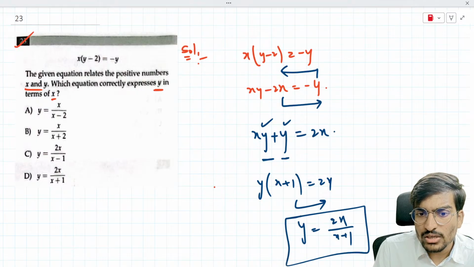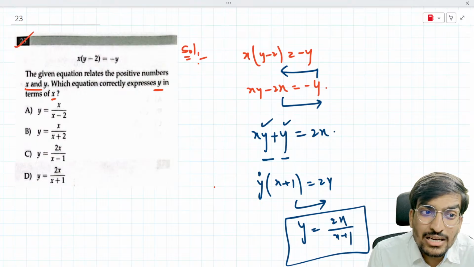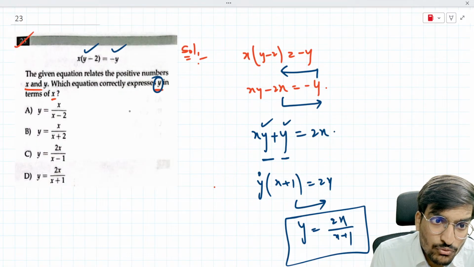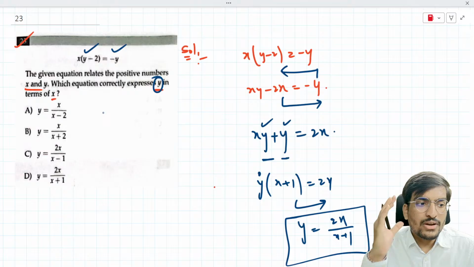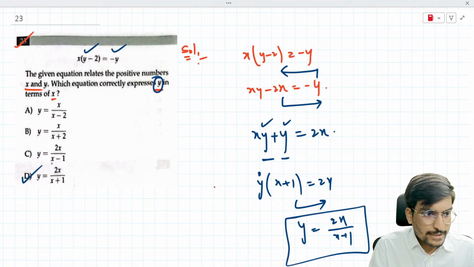We solve many questions where y appears only one time. But when y is coming two times and we have to find the value of y, put them together and get the value. So that's going to be option D.